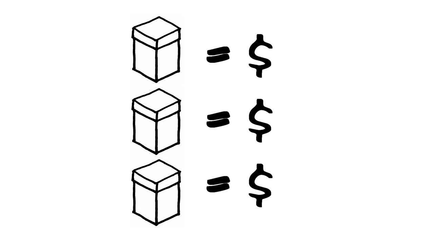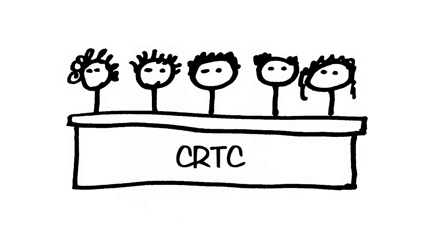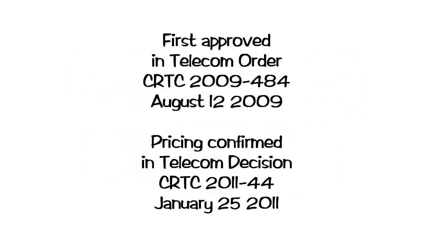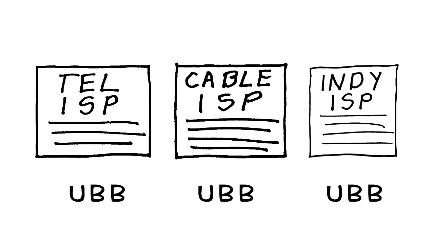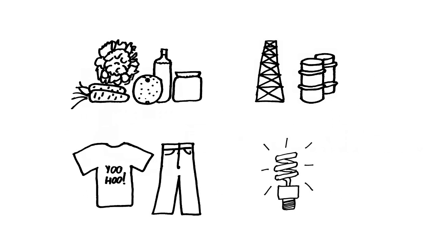Now recently, the CRTC, the Canadian Content and Telecommunications Pricing People, approved the application of usage-based billing on all Canadian internet users, regardless of their choice of internet service provider. We'll all be paying for the amount of data we consume over the internet, just like we pay for nearly everything else. Sounds reasonable? Well, not exactly.